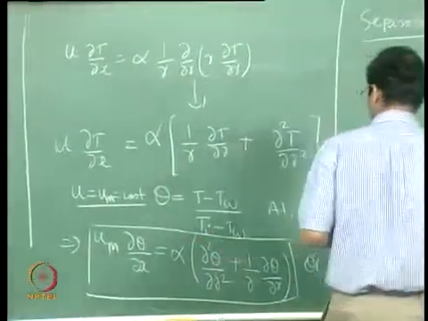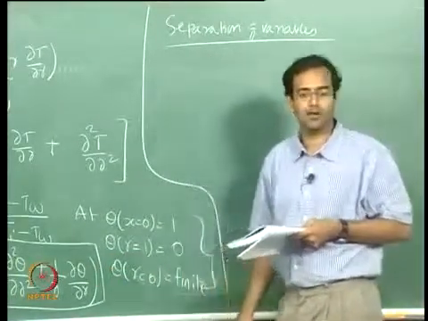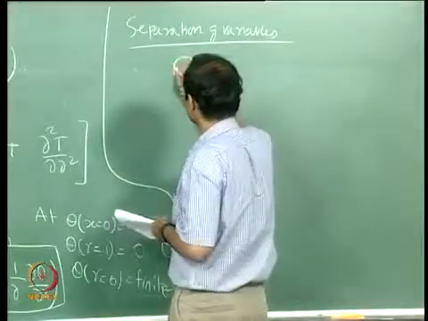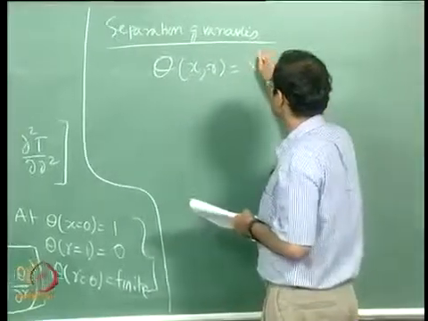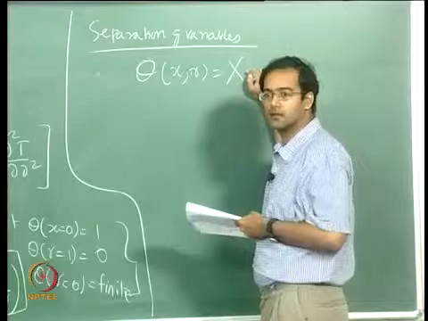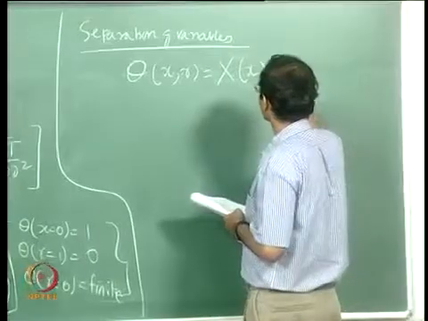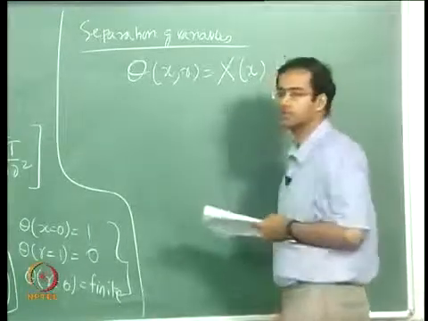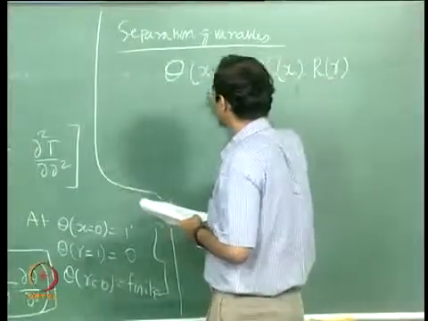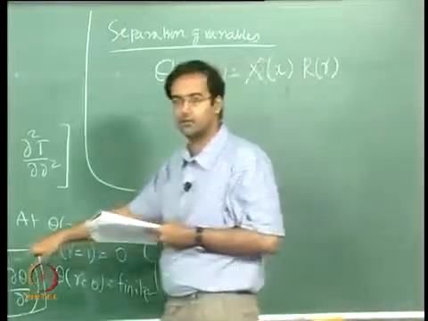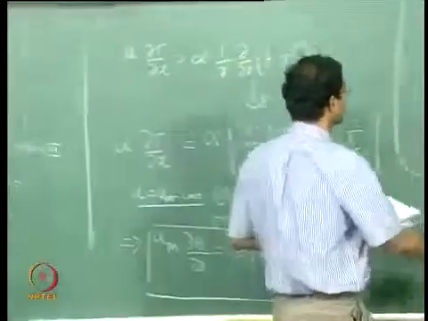that this is a linear equation once you have your velocity. So for any linear equation you can assume the solution for theta, which is a function of x and r, to be a product of two solutions, one which is only a function of x and the other which is only a function of r. This is the starting point of any separation of variables problem. So this is the assumed solution, and you put it into the PDE. Let me call this PDE number 1. So substitute the assumed solution into 1.